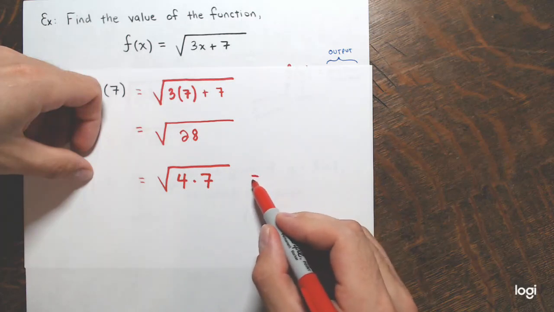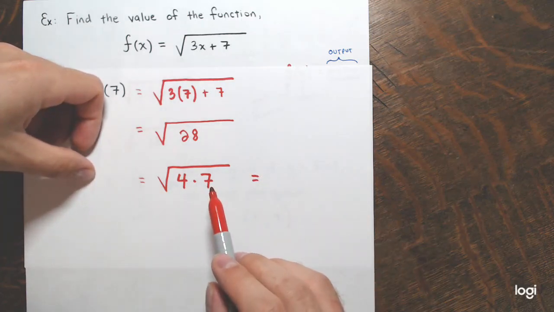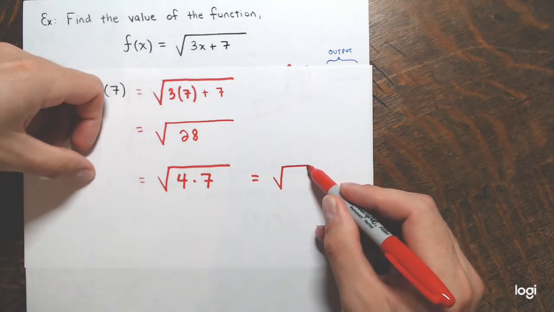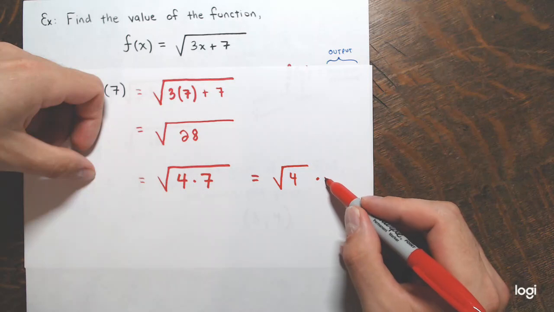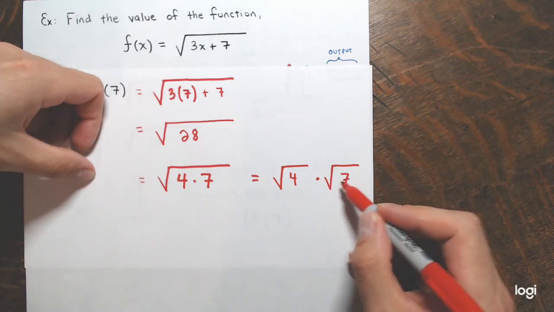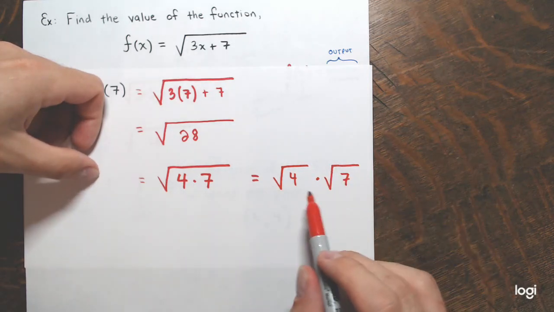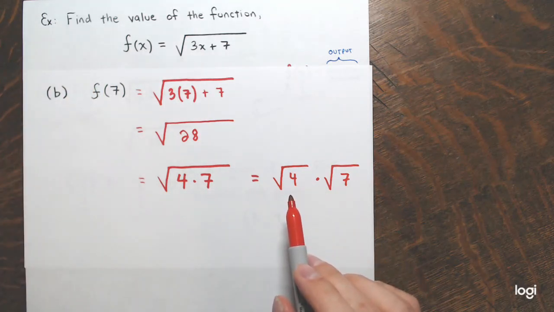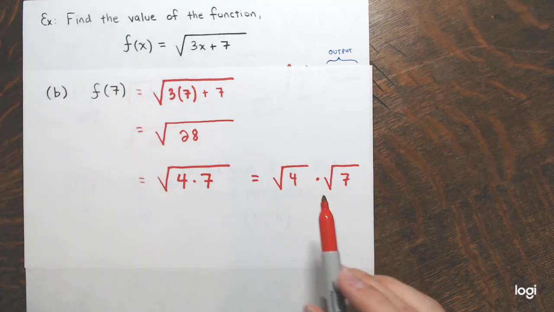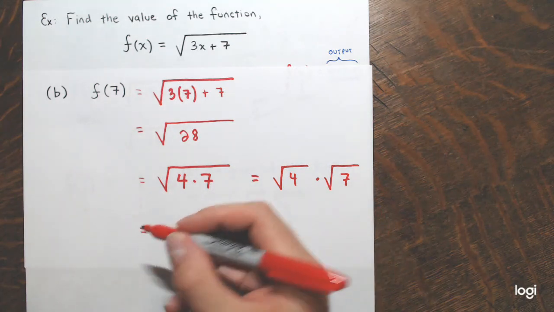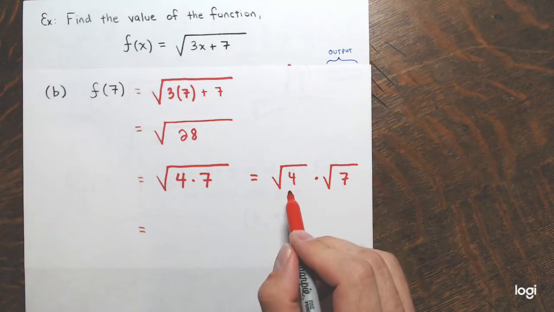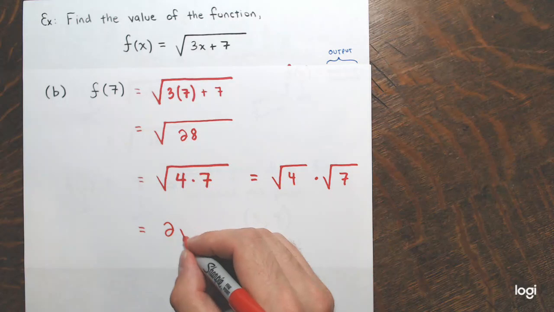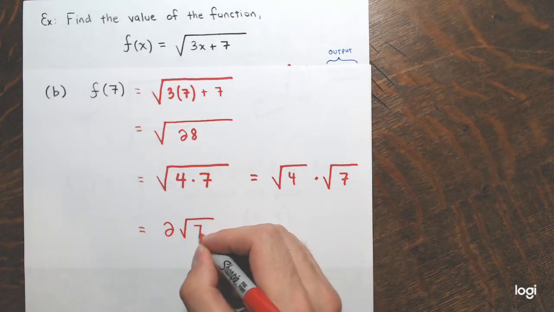And then using our product property, both 4 and 7 are non-negative, so we can break it up into the product of two real numbers, the square root of positive 4 times the square root of positive 7, both real. That was the condition I needed for you to be able to use the product property, that it's split up into two real numbers. And what is the square root of 4? Well, that's the non-negative square root of 4. That's positive 2. So 2 times the square root of 7. Right, and there you go.